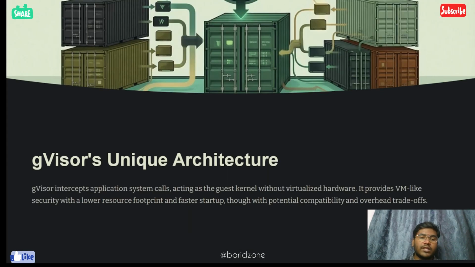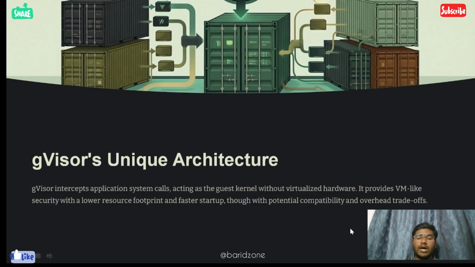In the fourth slide, we will learn about gVisor's unique architecture. gVisor intercepts application system calls, acting as a guest kernel without virtualized hardware. It provides VM-like security with a lower resource footprint and faster startup, with a potential compatibility and performance trade-off.